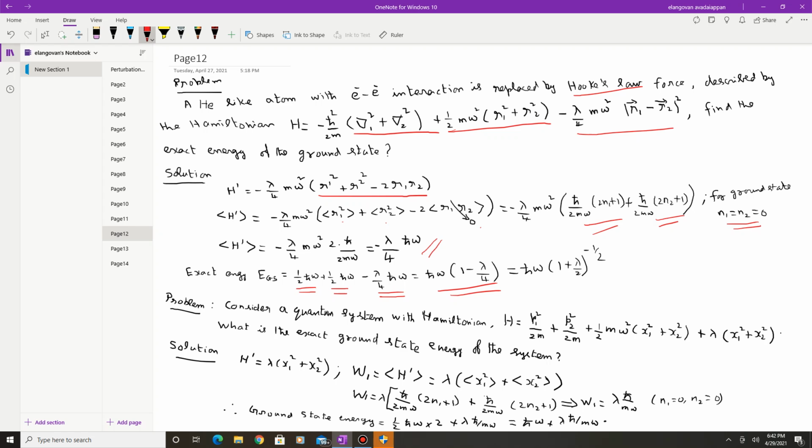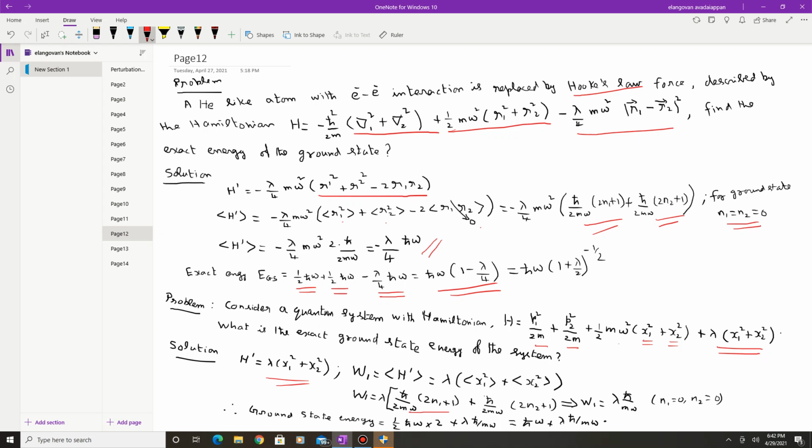Now we take the next problem. Consider a quantum system with Hamiltonian. The Hamiltonian is given with the kinetic energy term for the first particle and for the second particle, and this is the potential energy for the first particle and the second particle, and this is the perturbation. So what is the exact ground state energy of the system? If H prime is given, W is equal to the expectation value of H prime. This is lambda times the expectation value of x1 square plus x2 square.